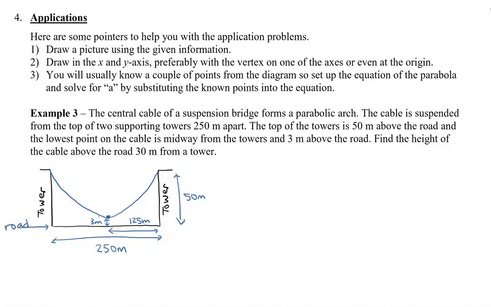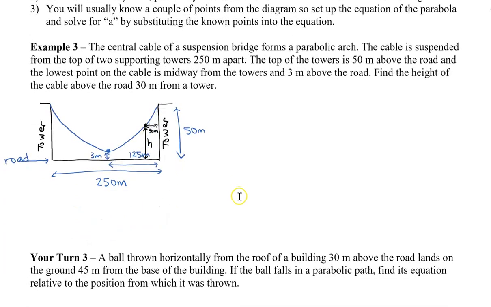Find the height of the cable above the road when it's 30 meters from one of the towers. So what we're doing is we're looking for a point here so that this distance is 30 meters and we want to know what this height is. So I'm going to actually show you two different ways to do this. And the first one is we're going to put the vertex on the origin.